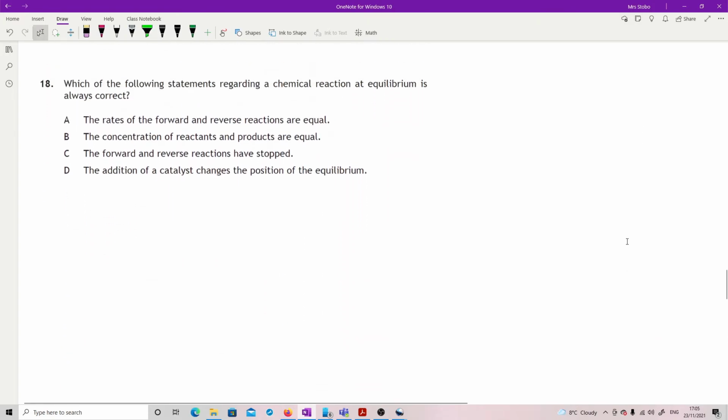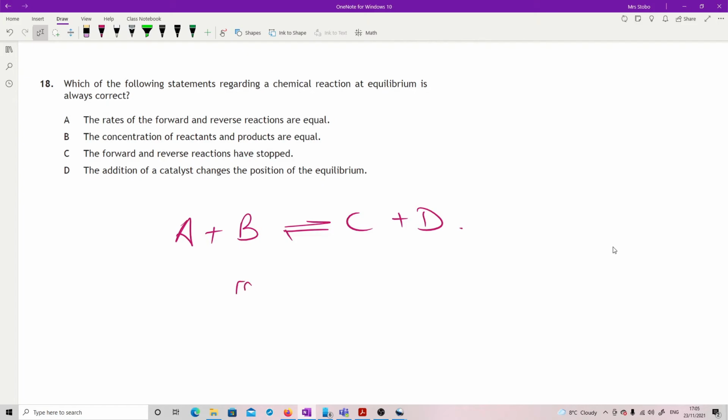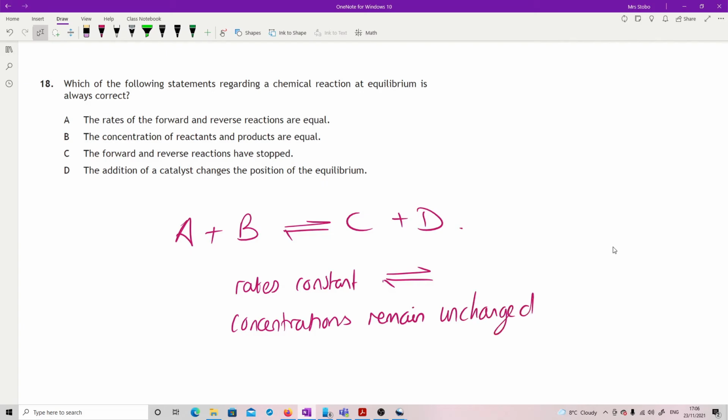Which of the following statements regarding a chemical reaction equilibrium is always correct? So this is your common equilibrium statement. We have two definitions here. It is when the rates are constant for forward and back, or when your concentrations remain unchanged. Doesn't mean they are equal. So this one is equal: the rates are constant. This is not: the concentrations remain unchanged means you might end up with higher or lower on either side.